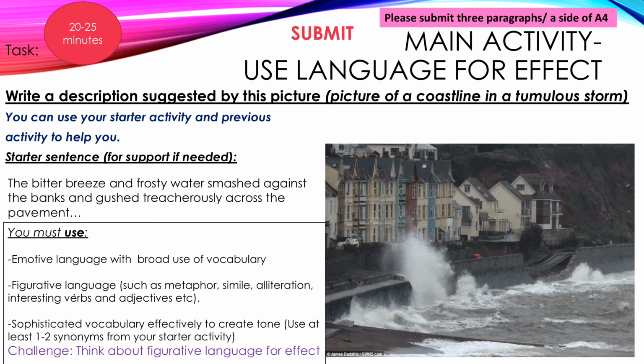Okay, so we're thinking about tone. When you look at this image, what sort of tone is created? It isn't a positive one, is it? So we can assume this is a negative tone. This can be reflected in your language choices. So I'd like you to use at least 1 to 2 synonyms from your starter activity, okay? So you must include at least 1 to 2 synonyms from your starter activity. Once you've done this, you can move on to your challenge, which is to think about figurative language for effect.